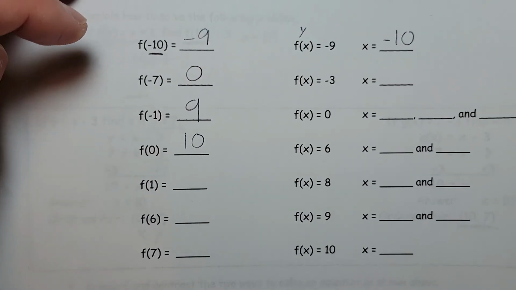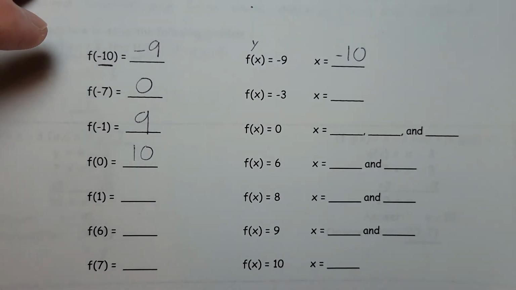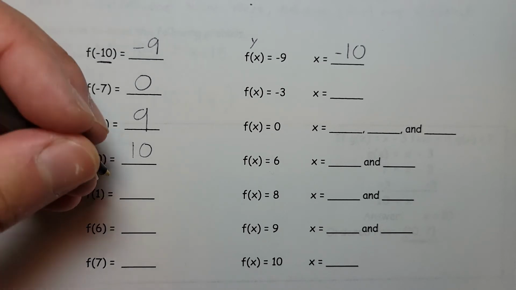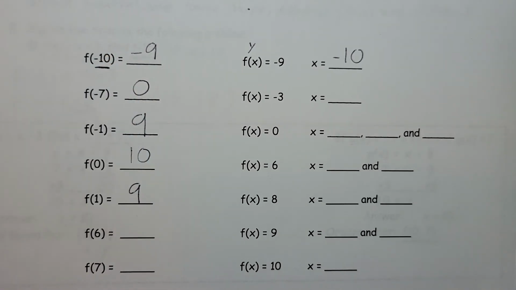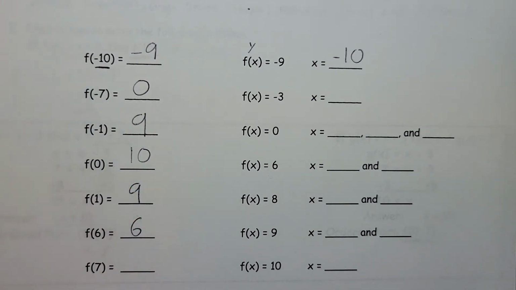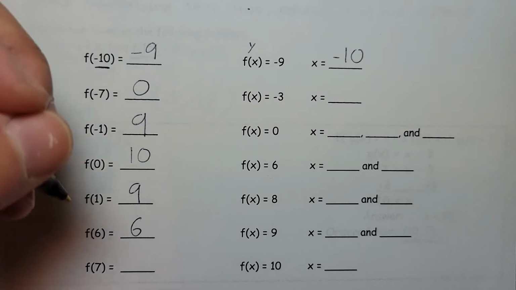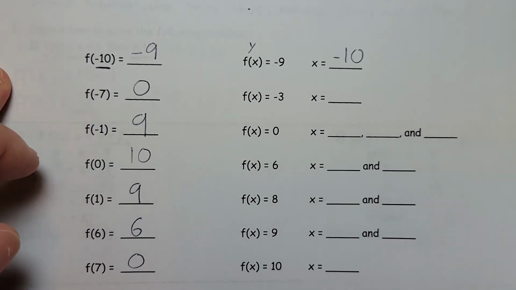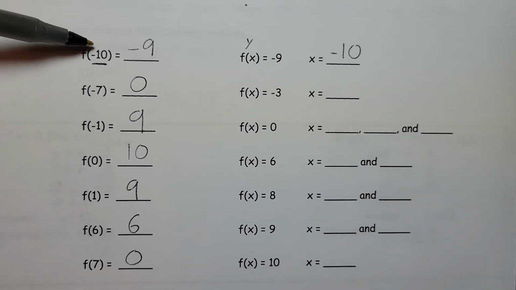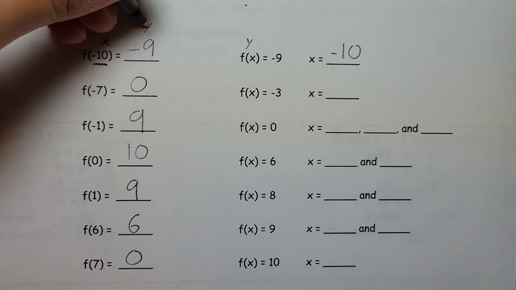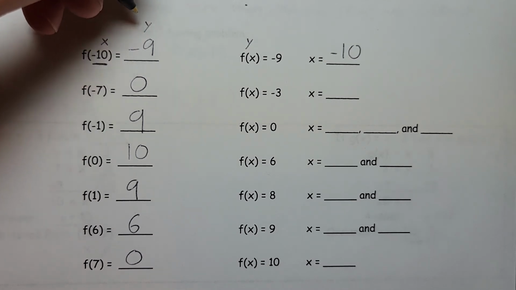And I'll just go through the rest of the answers. So when x equals 1, y is 9. When x equals 6, y equals 6. And when x equals 7, y equals 0. So keep in mind, on this row, we already have the x value given to us. And we're trying to find the f of x or y value.